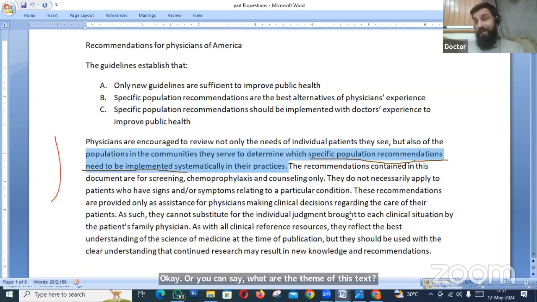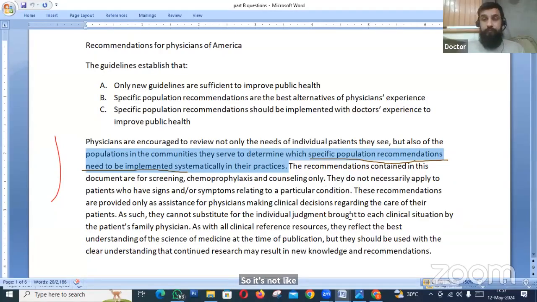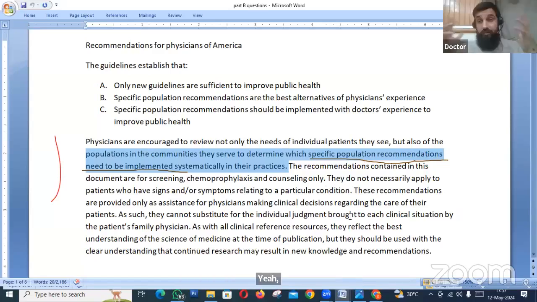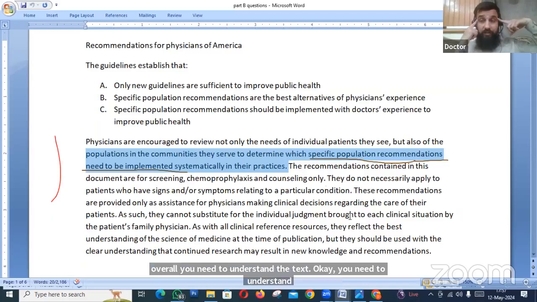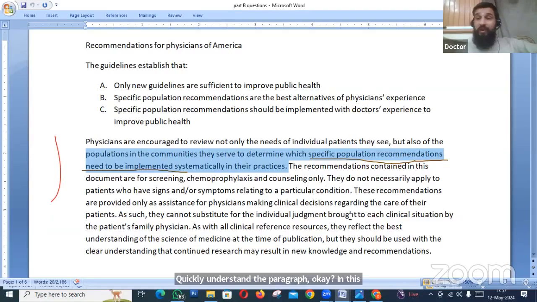So it's not like reading part A. It is not just matching the keywords, but mostly matching what they overall want. You need to understand the text. You need to understand the complete paragraph almost, quickly, because you don't have too much time. In this paragraph, overall, they are saying that these recommendations with the doctor's experience should be implemented together to improve public health.